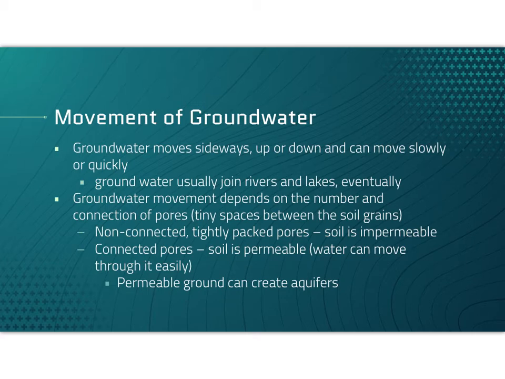Groundwater movement depends on the number and connection of pores. So how tightly our soil is packed, what type of soil is there, etc. Non-connected or tightly packed pores means that the soil is impermeable. The water cannot flow through. With connected pores, the soil is permeable and water can move through it easily. Permeable ground can create what we call aquifers.